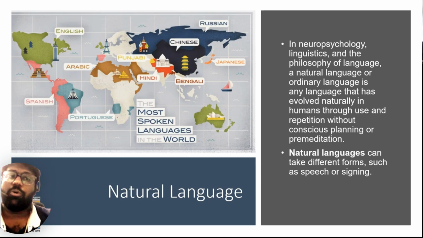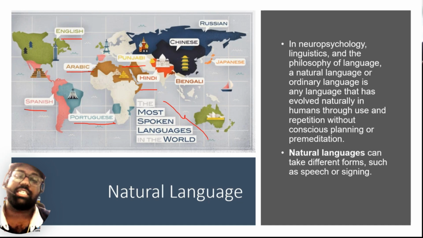For each language there is a different dictionary, a different set of alphabets, different words, and different meanings in different contexts. Each word has different meanings. In the study of neuropsychology or linguistics, or the philosophy of language, a natural language or ordinary language is one that has evolved naturally in humans through use and repetition, without conscious planning or premeditation.